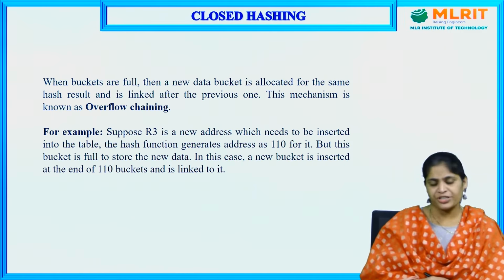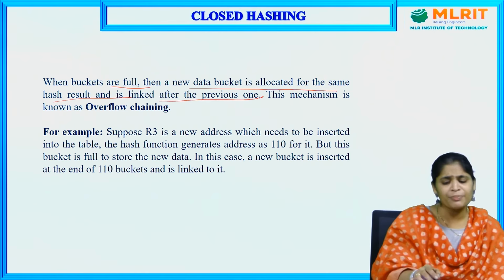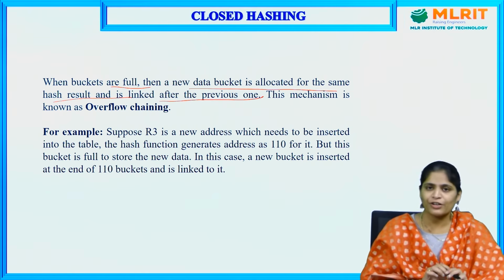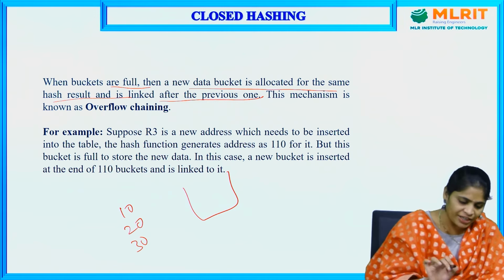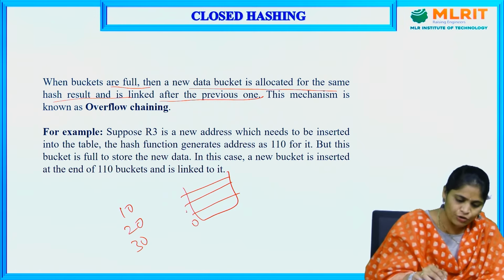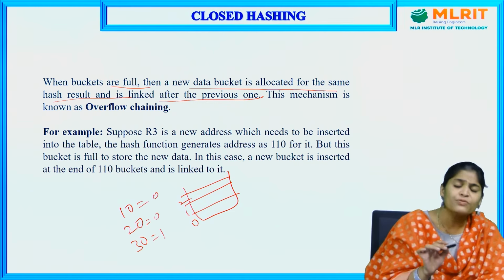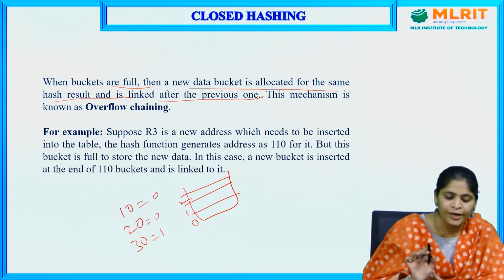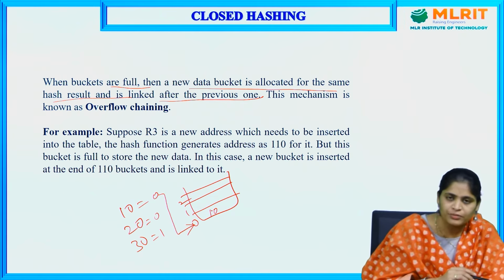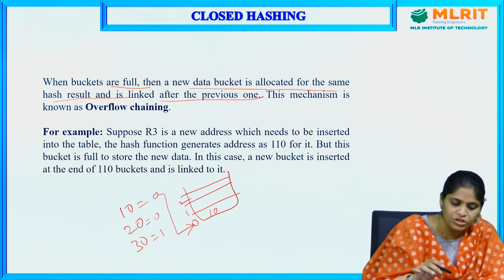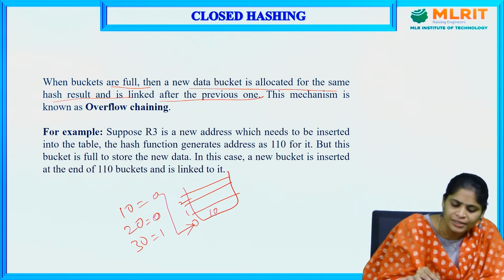Next, what is closed hashing? When buckets are full, then a new data bucket is allocated for the same hash result and is linked after the previous one. So this is just like a linked list. These are the data we have, and these are the locations 0, 1, 2. Suppose this generates address 0, this also generates address 0, and this generates, suppose, address 1 with some hash function. The first record has been kept in the particular address generated by the hash function. Suppose 20 also generates address 0, but here the data is already there.